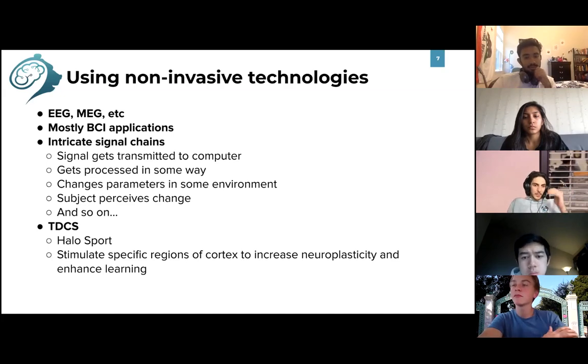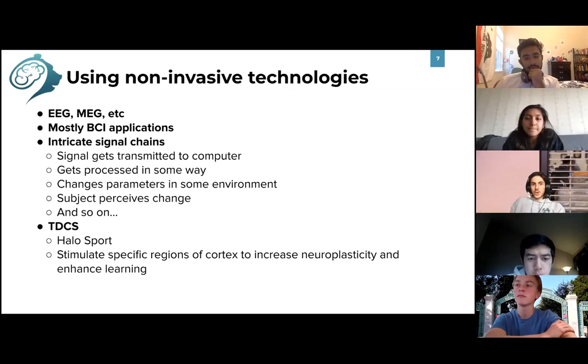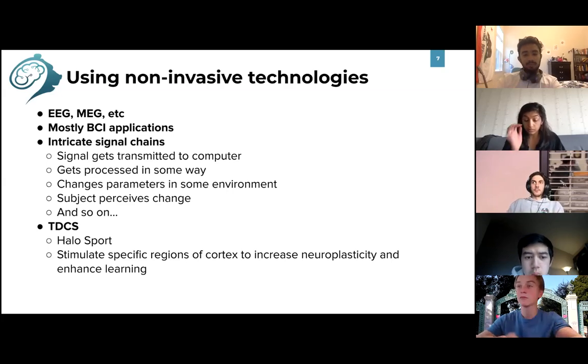So at least from my perspective, again, I don't have too much experience with that, the basic idea is that you take the signal, you transmit it to the computer, that gets processed in some way, be that machine learning or just, I don't know, filtering, and then you use that signal in order to change some parameters in some environment. That environment could be a game, for instance, and then the subject perceives that change, and there's just this loop going on.